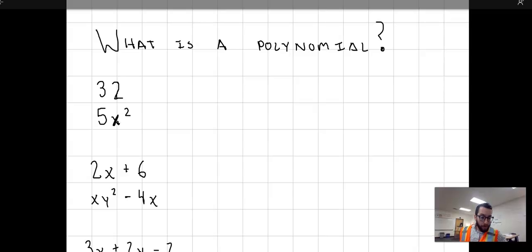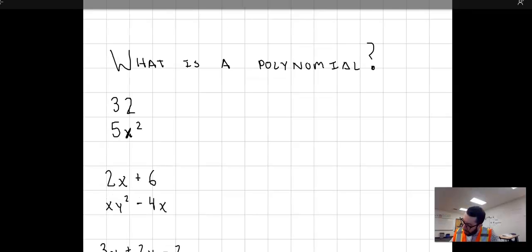And so a polynomial is just a really fancy math way of saying it's an algebraic expression, meaning you're going to have numbers and variables combined together, and there are different types of polynomials. So for example, I have 32 or 5x squared. Those are both one term, right? 32 is one term. 5x squared is one term. So because those are one-term polynomials, they're called monomials.